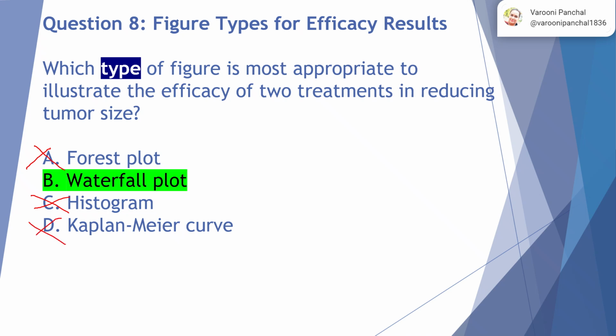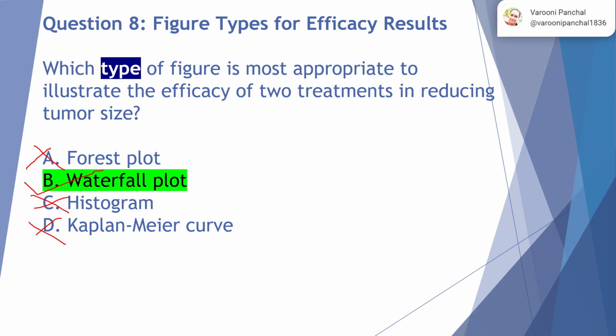Now this particular figure will show you the chances of cancer patients for their survival. Do they have 5 years or 10 years next for their survival? So this also cannot help you in reducing the tumor size. The correct answer is B, which is waterfall plot.